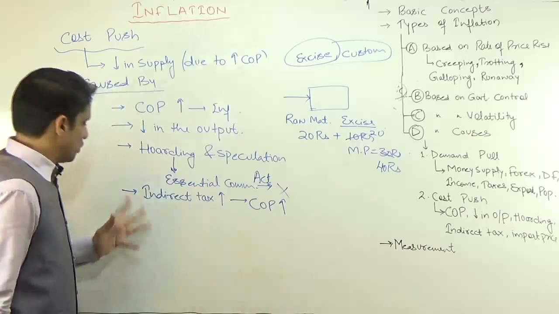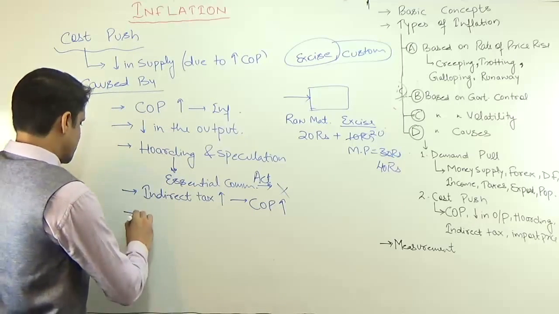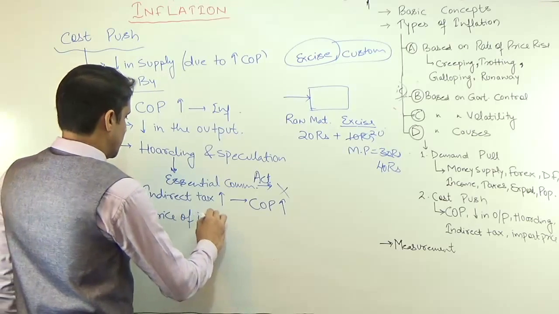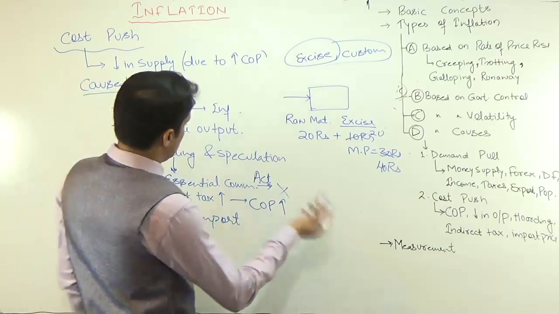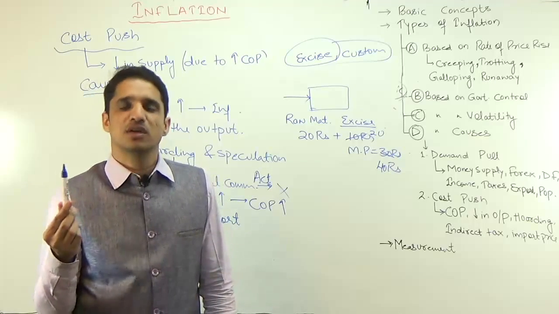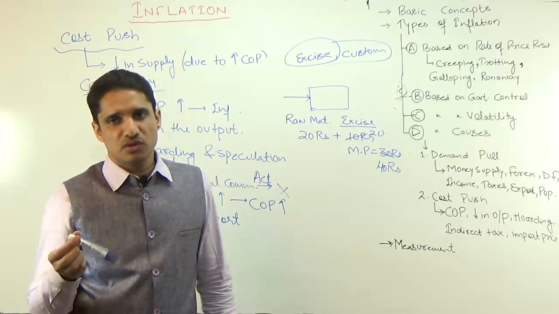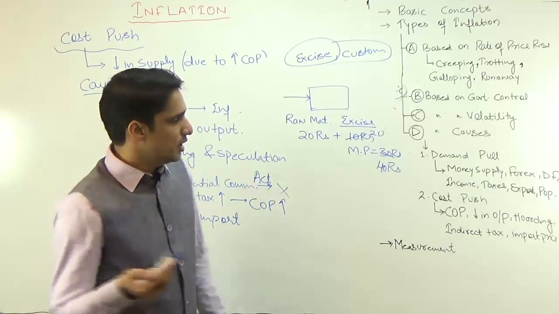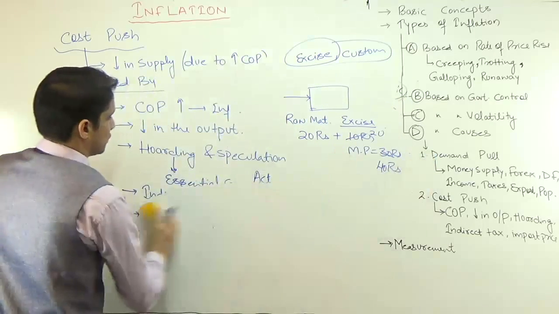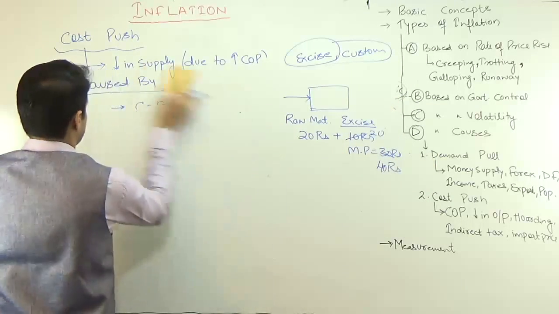Suppose we are importing a few commodities, and if the price of imported commodities has increased, suppose earlier you were able to import this pen for 30 rupees and now you have to shell out 40 rupees. So that may also cause inflation in the economy. So these are the causes of cost push as well as demand pull inflation.